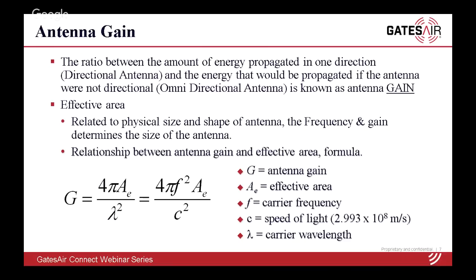Relative physical size and shape of the antenna. Frequency and gain determines the size of the antenna. So the lower the frequency, the larger the antenna needs to be. The higher the gain, the larger the antenna also needs to be. And I have this nice formula here so you guys can see it and understand what goes into determining the size and the gain of an antenna.